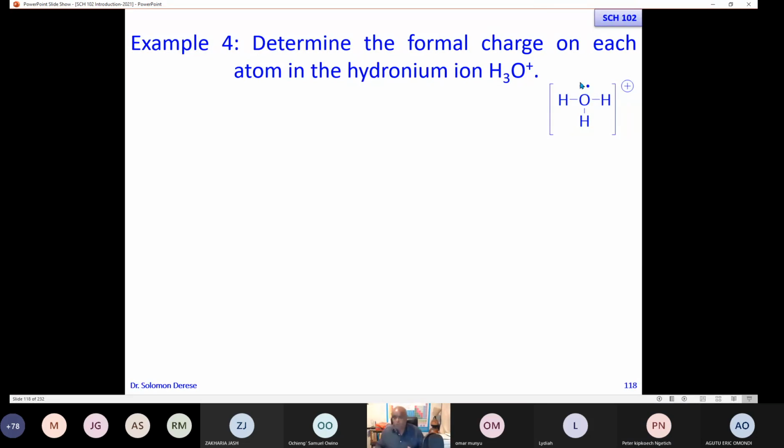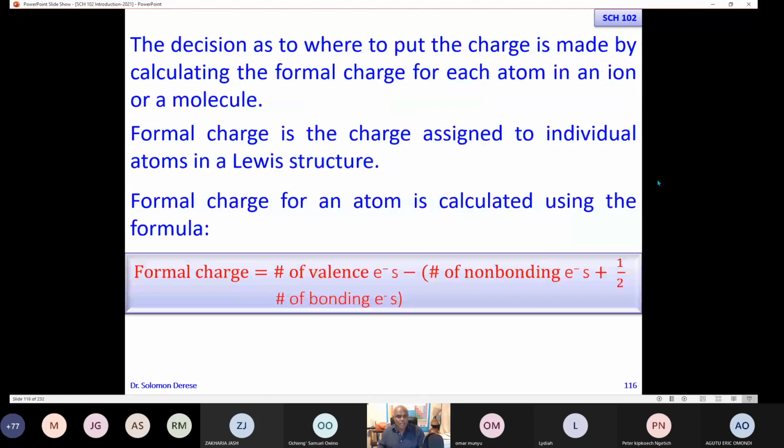This lone pair of electrons belongs to that element. Okay. The number of lone pair of electrons, and then half of the electrons it has used to form a bond with other elements, because it is only half of the electrons that belong to that particular element. That's why when this formula is derived, it takes this into consideration.